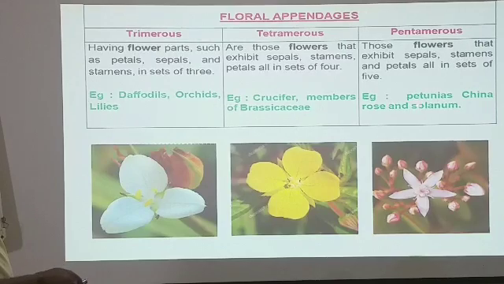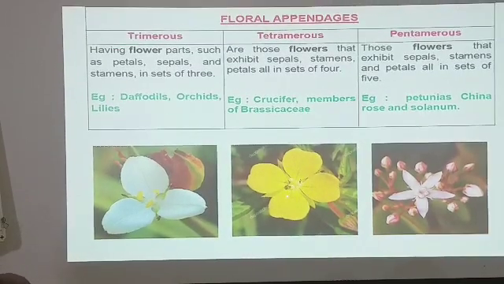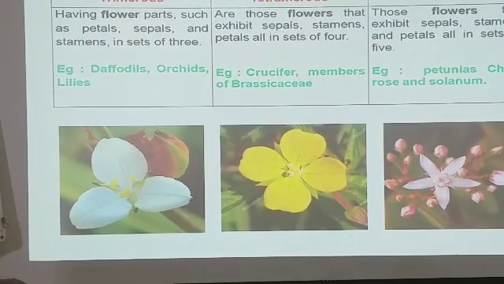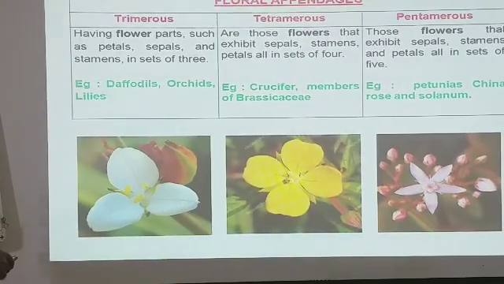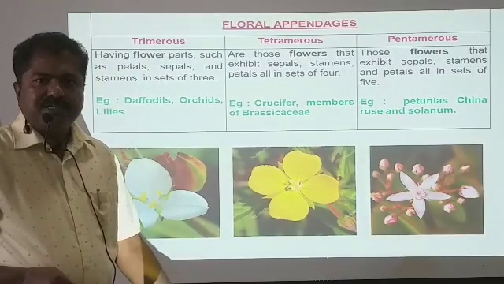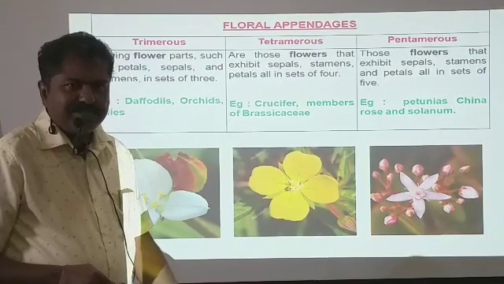Examples are petunia, China rose and Solanum. In this diagram you can see the tetramerous condition and this is the pentamerous condition, 1, 2, 3, 4, 5. And this is the trimerous condition. So based on the floral appendages, flowers are classified into trimerous, tetramerous and pentamerous. Examples can also be asked in the examination.